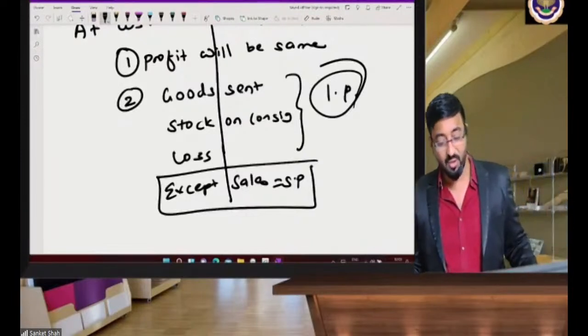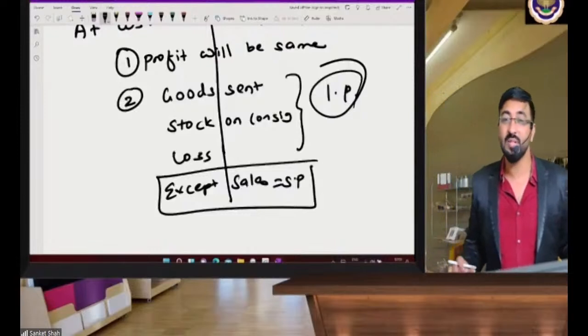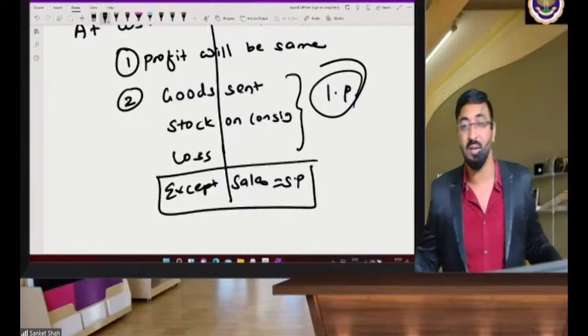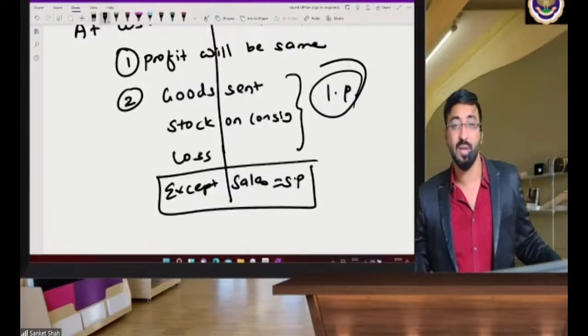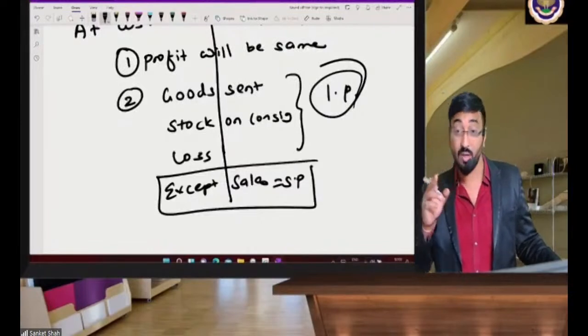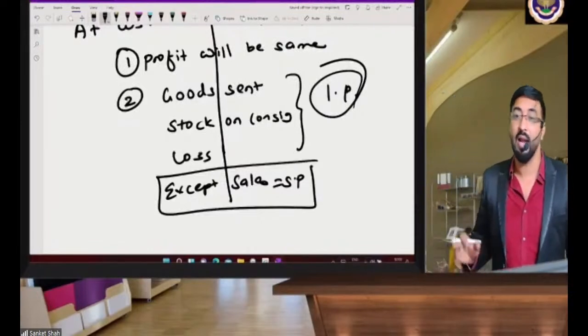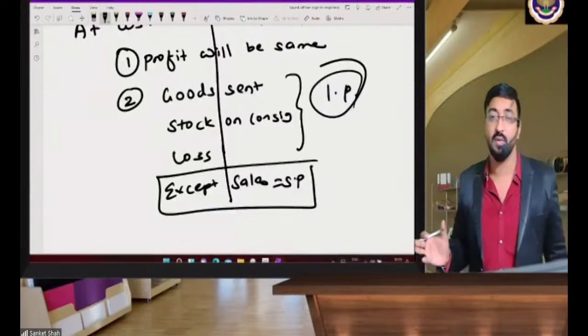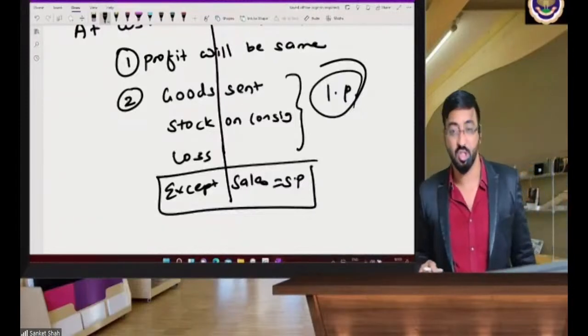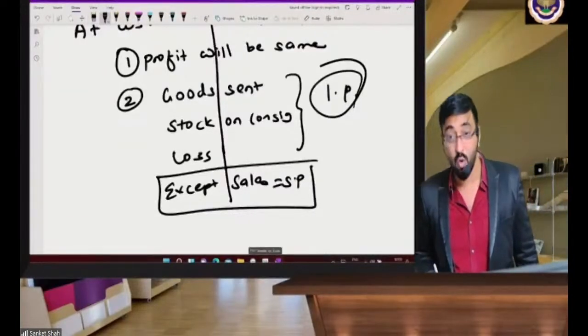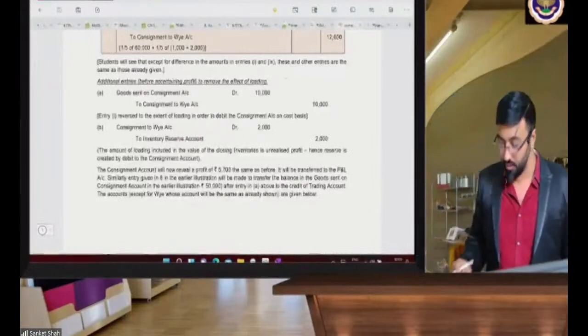Okay. So here, goods sent on consignment and stock on consignment are recorded at invoice price, and loss is also recorded at invoice price. And how to cancel loading on that, we are going to see in the question. So let's open the question number.